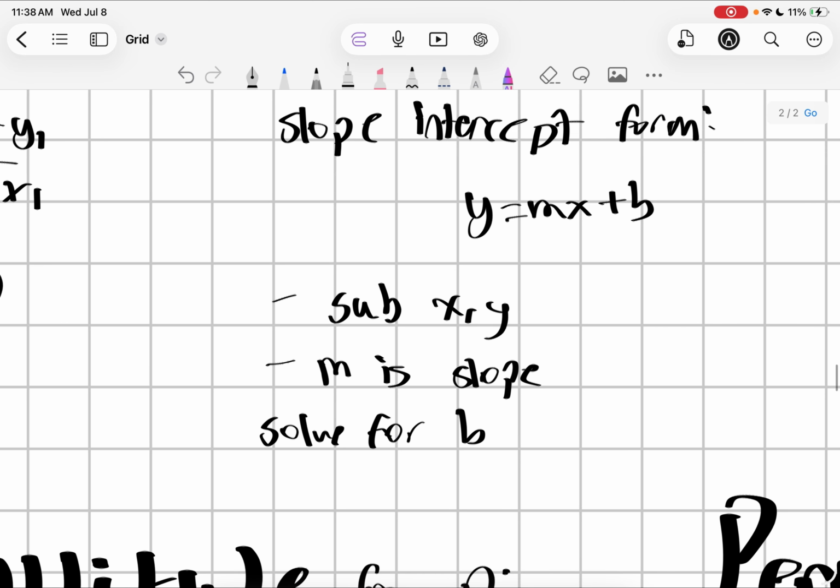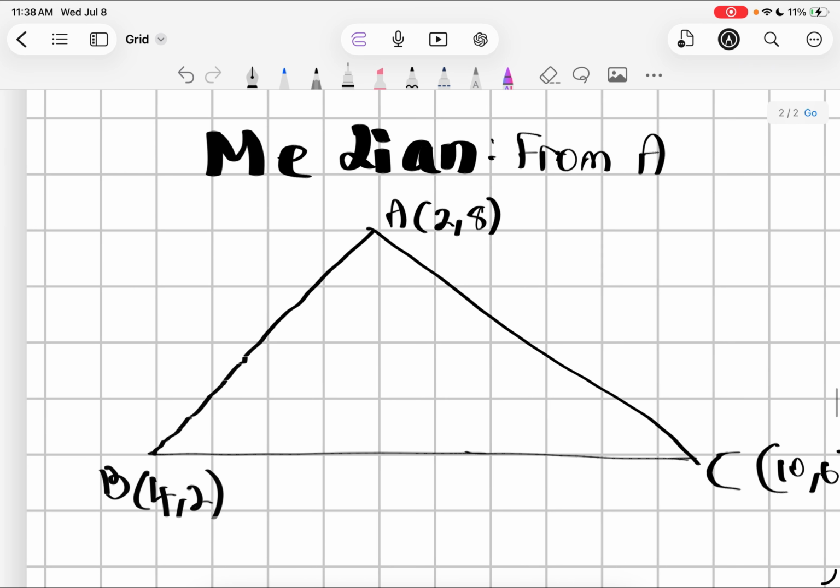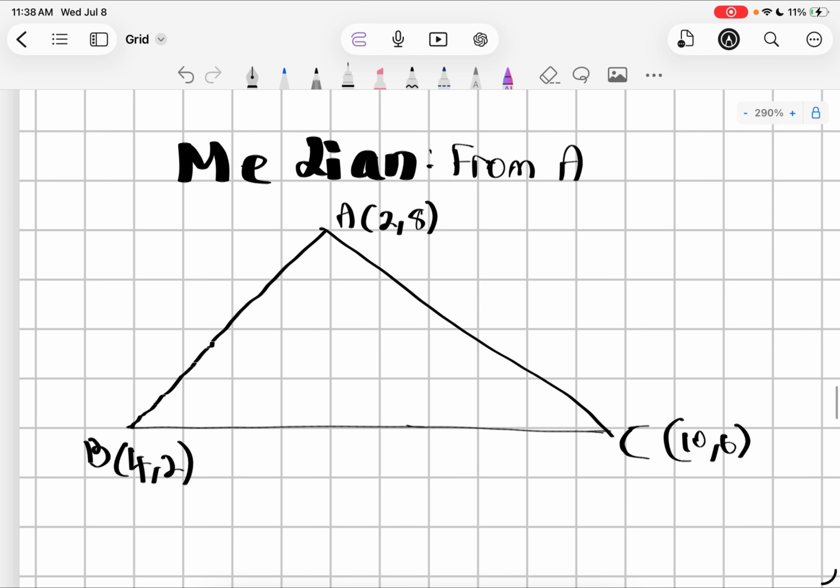And then the slope-intercept form, which is y equals mx plus b, is the next step, where you would substitute x and y, m is the slope, and then you would solve for b. So now let's get straight into it, with the median from point A.